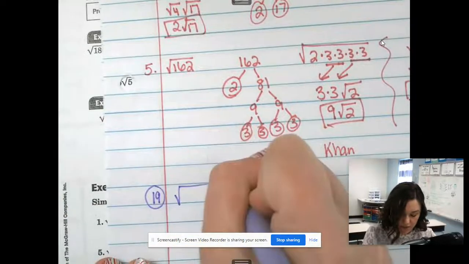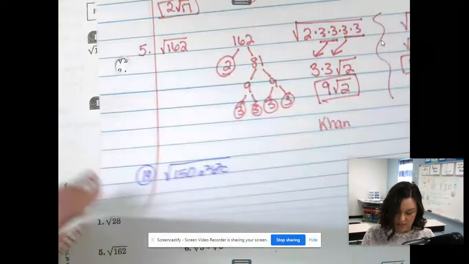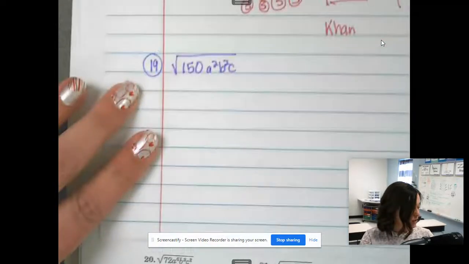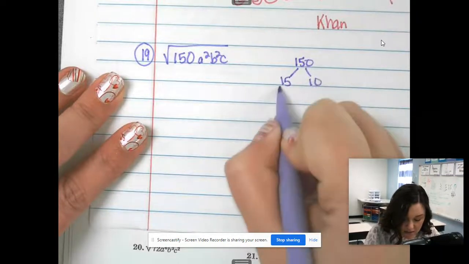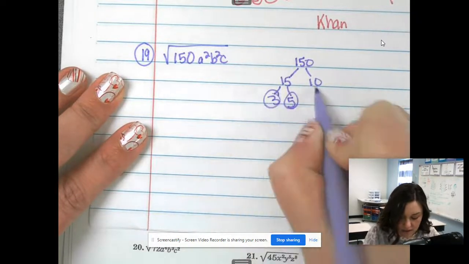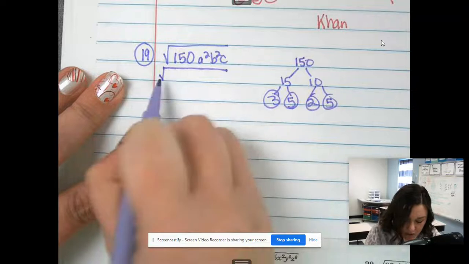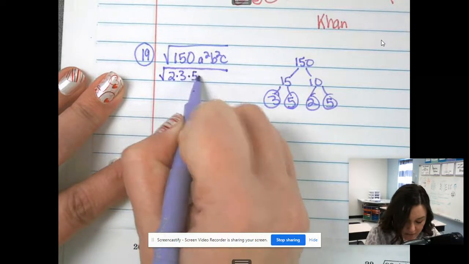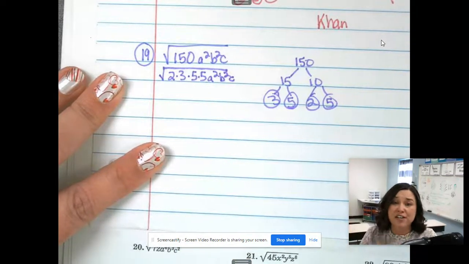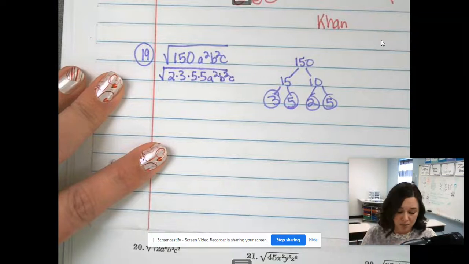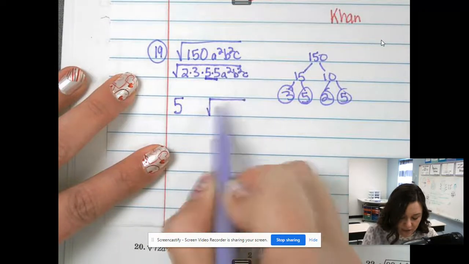It says the square root of 150 a squared b squared c. So the first thing I'm going to do is break that 150 down using the factor tree method. So that's 15 times 10, 3 times 5, and 2 times 5. So I put those under the square root, a 2, a 3, and 2 5s. Now for now, I'm going to leave the letters. If you want to expand out the letters and do the pair thing, that works. You can do it. But I'm going to show you with my new rule here. So the 5 goes out front as a pair. The 2 and 3 are left under there.